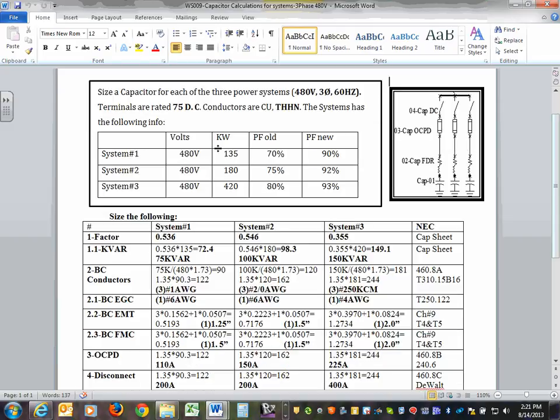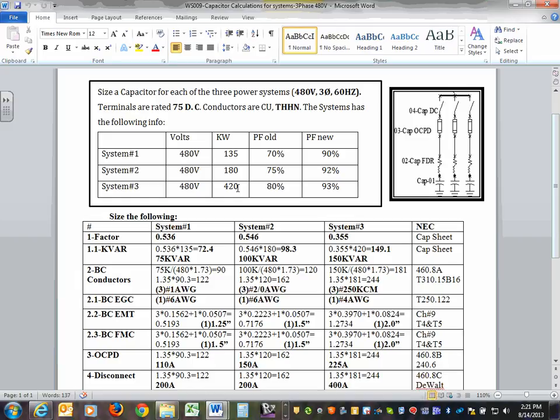So here's what I did, just to give you an idea what this is. I have system 1, 2, 3. These are completely separate systems, having nothing to do with each other. For each system the voltage is 480. They could also be 208, by the way. Here's the kW. These are measured worst-scenario kW: 135, 180, and 420.